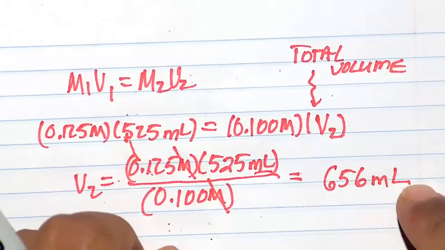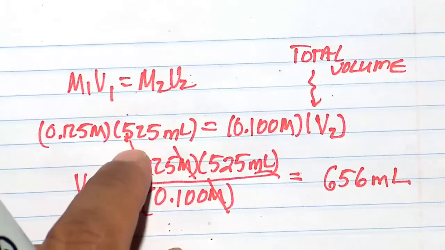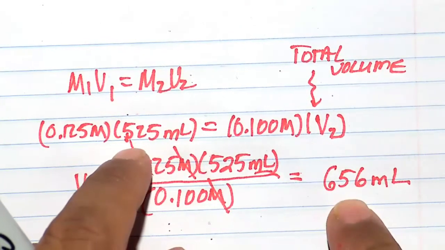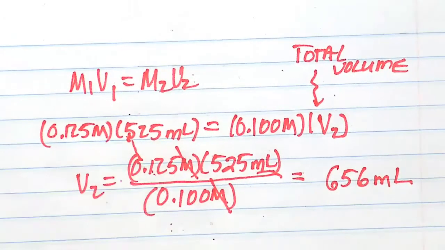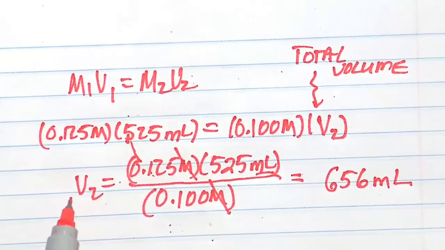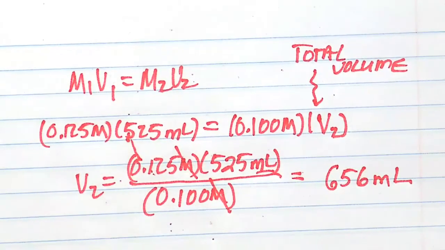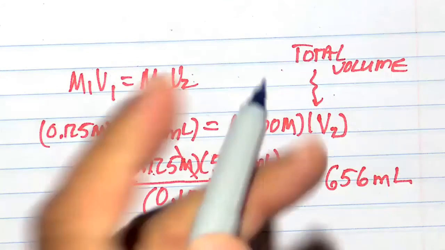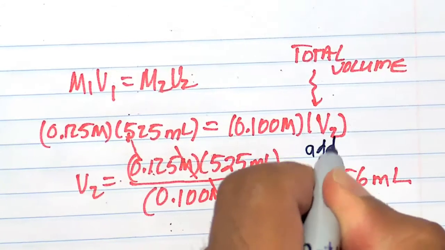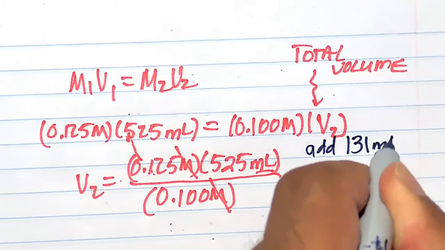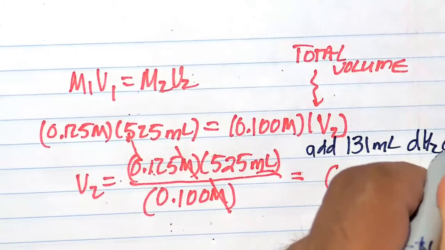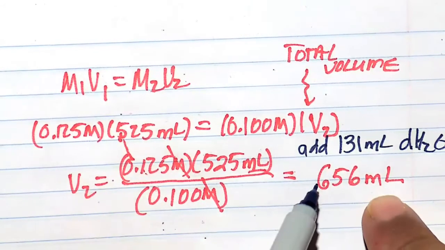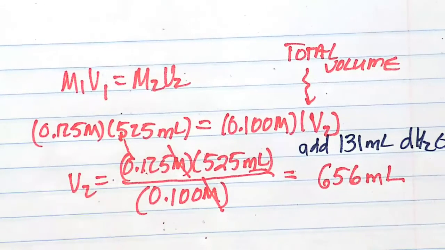The right answer is the total volume. You already have 525 mils in there. So how much water do you need to add? You need to add 656 minus 525. So that's about 131 milliliters. So the correct answer is you need to add 131 milliliters of water. Okay, and how we got that was taking 656 minus 525.